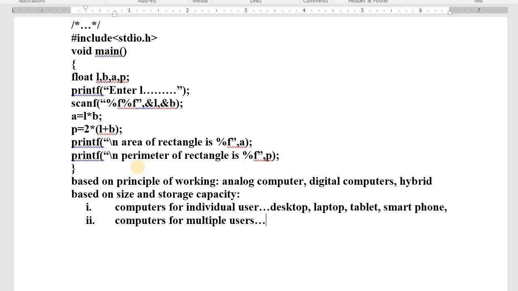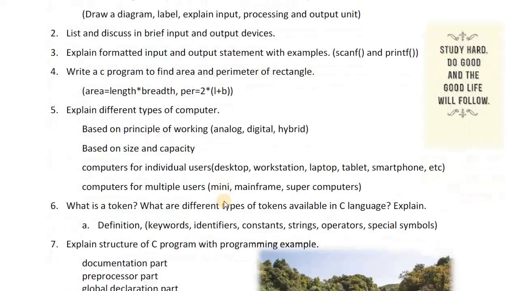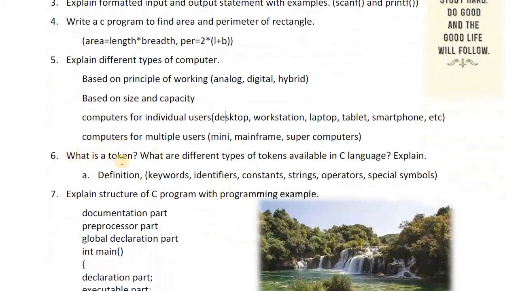And computers for multiple users: already we know minicomputers, which are huge in size in comparison with these, and processing speed is also high, and we use them to solve very complex problems. And mainframe computers and supercomputers are involved in solving very complex problems. Even the weather reports we get because supercomputers are working behind those things. Like that you have to list out and explain the important points about types of computers. What is a token? Oh, what are C tokens? List out and explain briefly.